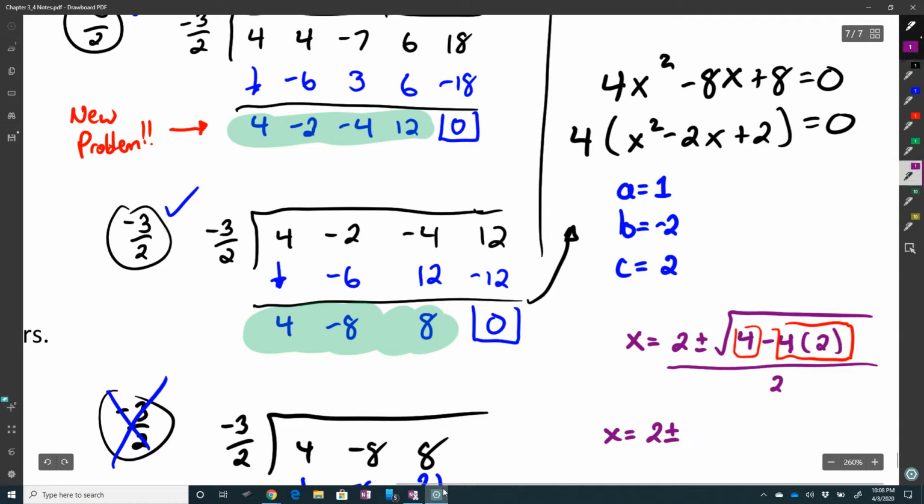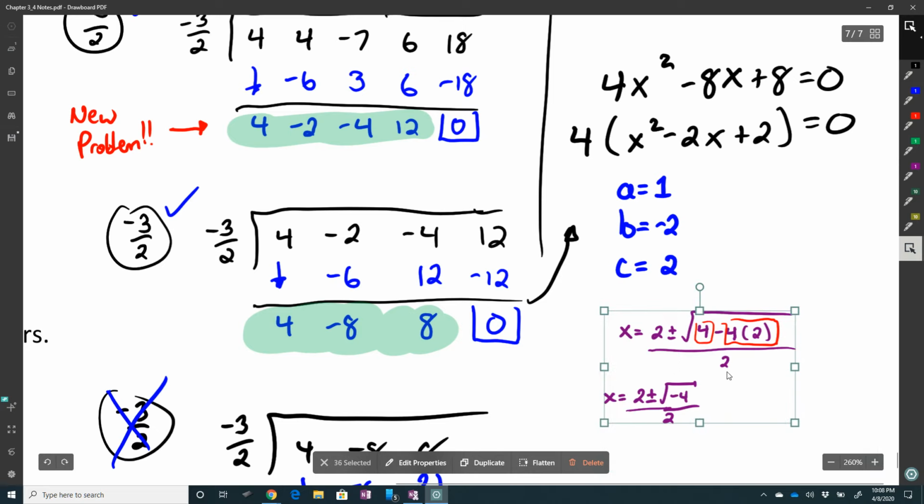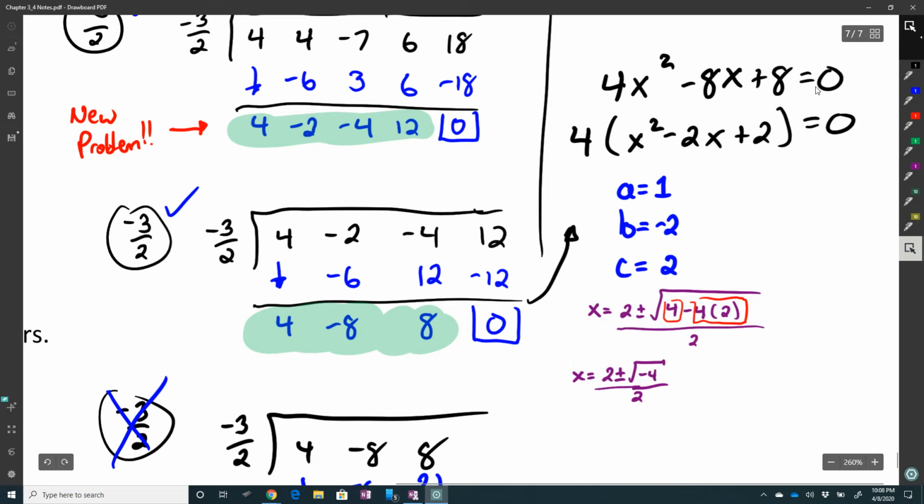And then the square root of negative 4 is going to be 2i. All right, so to finish it off, we have 2 plus or minus 2i over 2. And you divide each one by 2. You can't pick and choose what to divide by. You have to divide by everything. And so your final answer ends up becoming 1 plus or minus i. And those are the last two solutions.